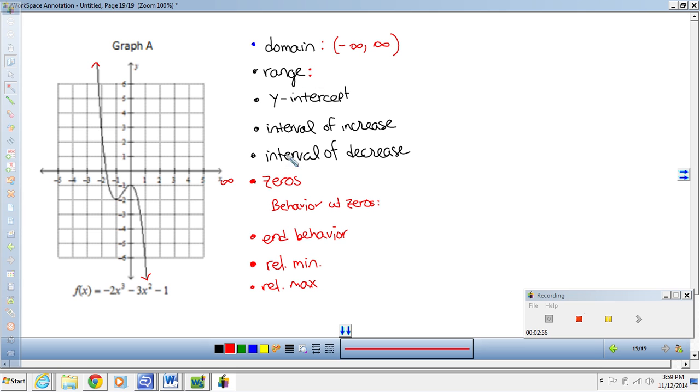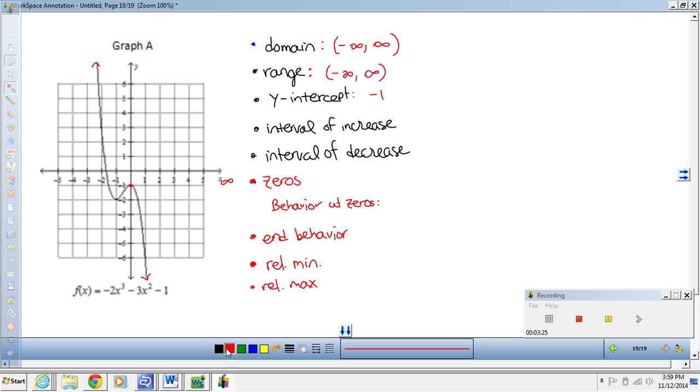Now the range goes from bottom to top. So what is the lowest point this graph will reach? Negative infinity. It keeps going on forever in the downward direction. And what is the highest point that this graph will reach? Again, positive infinity, since it is pointing up toward the positive infinity direction. Our y-intercept. Where does this graph cross the y-axis? It crosses it at -1.